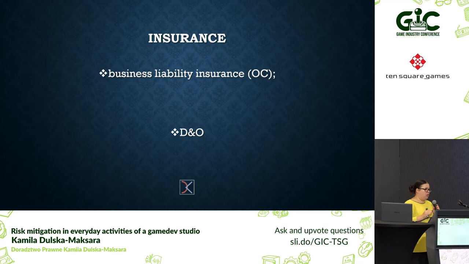The second type of insurance that I would recommend very much to everybody who has some kind of other entity than a sole proprietorship is D&O. This is directors and officers insurance. To be honest, it's not very popular in Poland. However, it exists for many, many years. I think at least 15 or something like that.